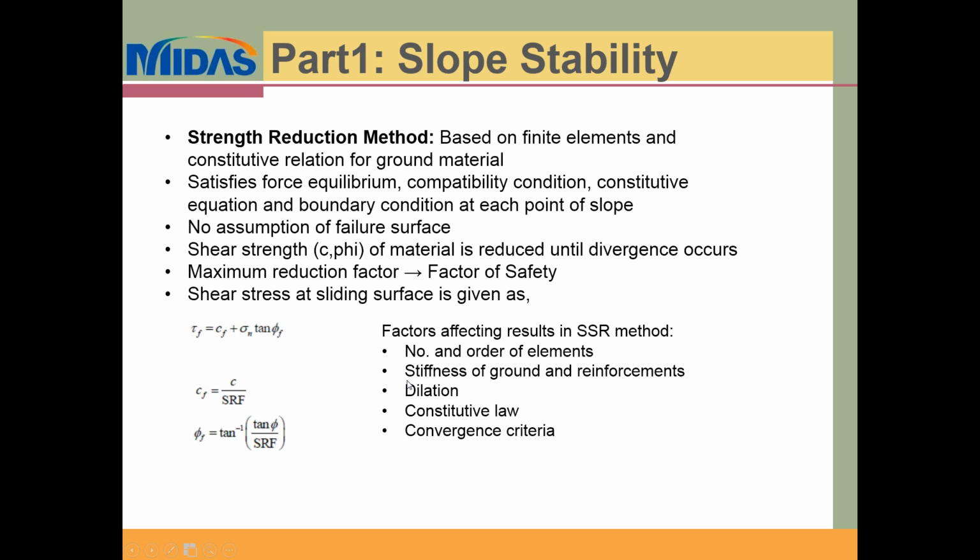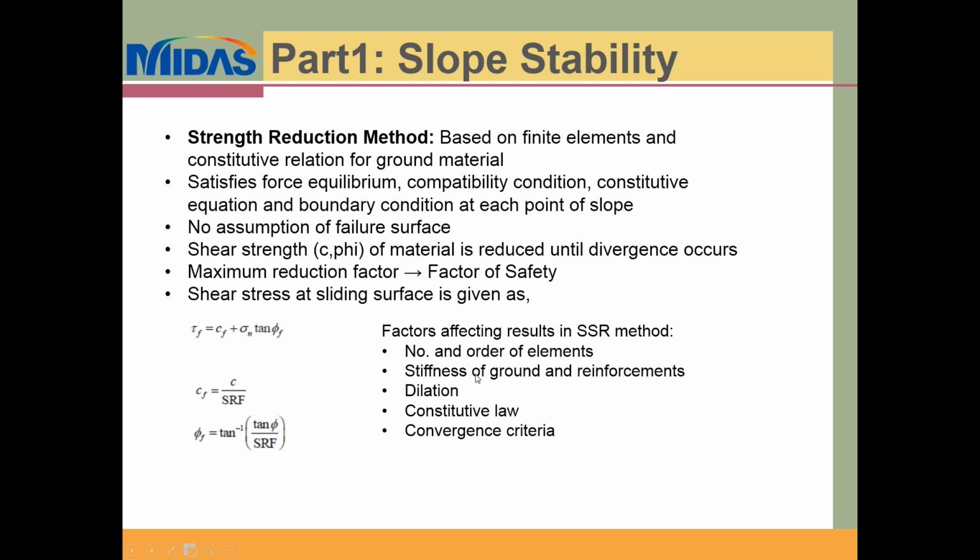There are a number of factors which may affect the results you will obtain from the strength reduction analysis, and the results might differ from the limit equilibrium analysis solutions. These factors include the number of elements in your finite element mesh and the order of elements, whether they are linear elements or second order elements. Usually second order elements are preferred to obtain good results.